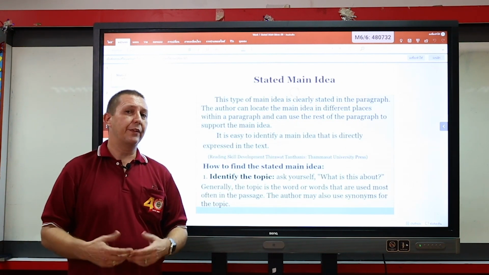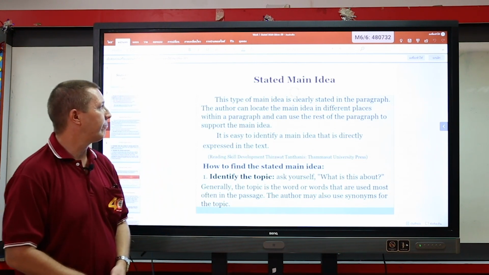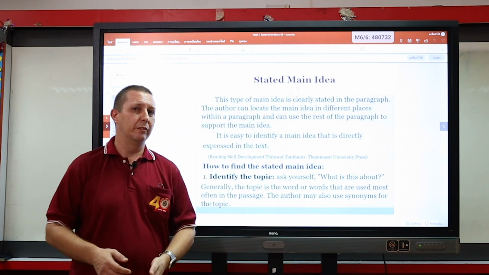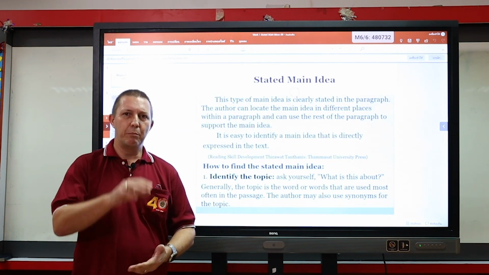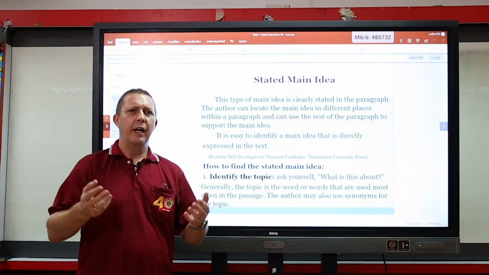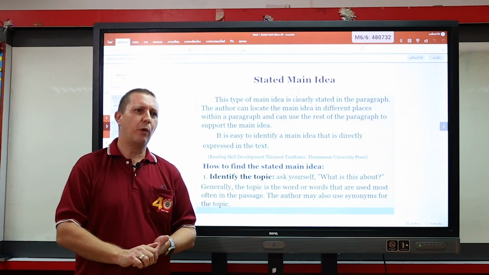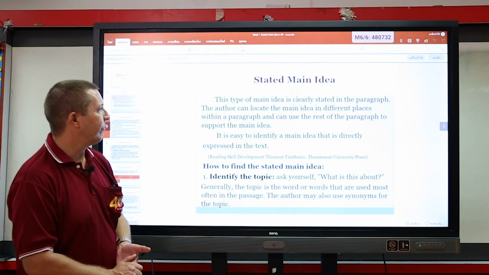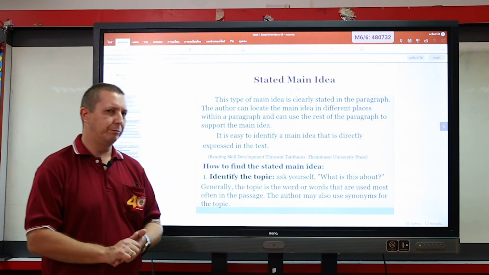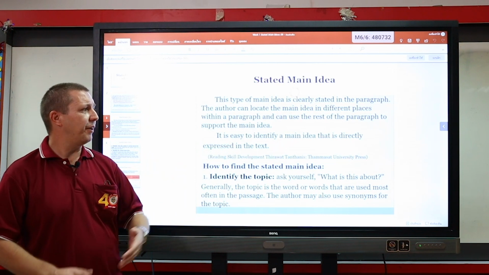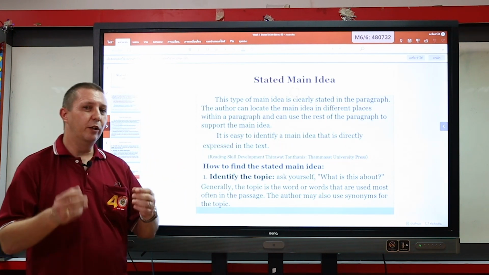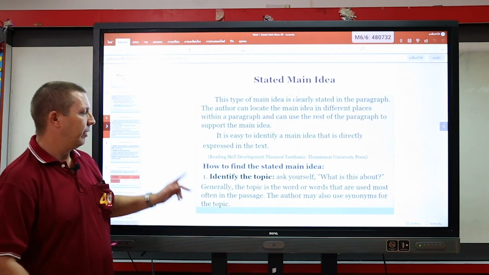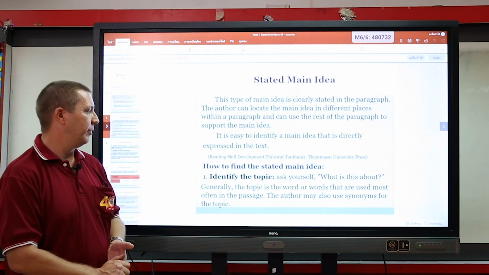So let's look at the stated main idea. Stated means clearly seen, or you can understand by the text or words that are used. It's quite clear to understand what the main idea is talking about. So it can be seen quite easy. So to identify the main idea, we look at the text. So how to find it? There are three things you need to do.